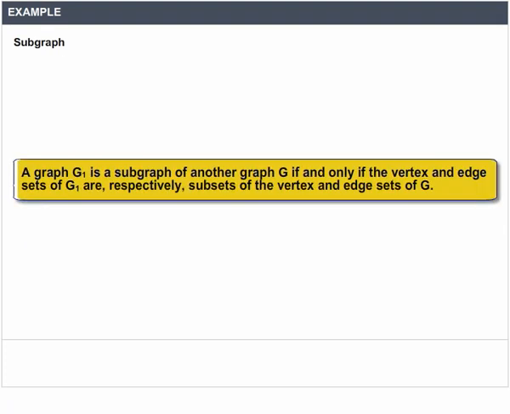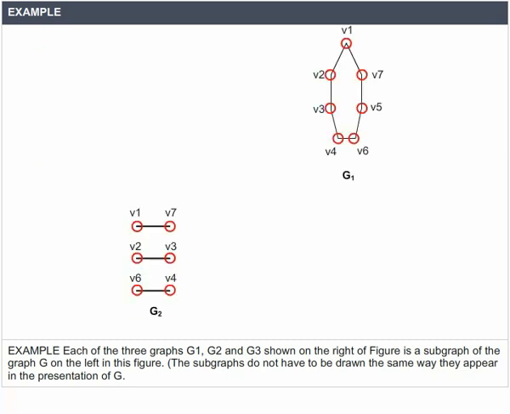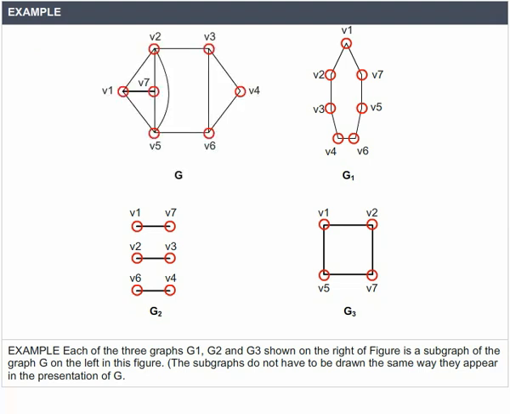Example. Subgraph. A graph G1 is a subgraph of another graph G if and only if the vertex and edge sets of G1 are respectively subsets of the vertex and edge sets of G. Example. Each of the 3 graphs G1, G2 and G3 shown on the right of the figure is a subgraph of the graph G on the left in this figure. The subgraphs do not have to be drawn the same way they appear in the presentation of G.